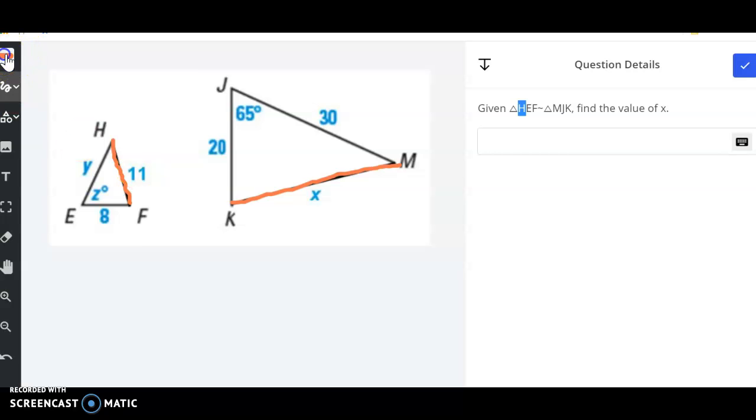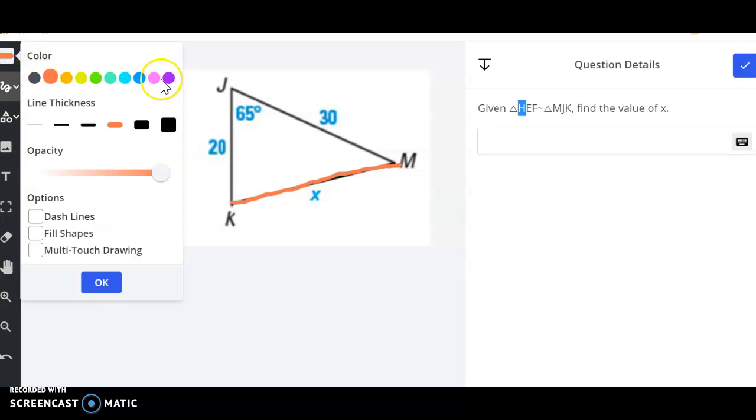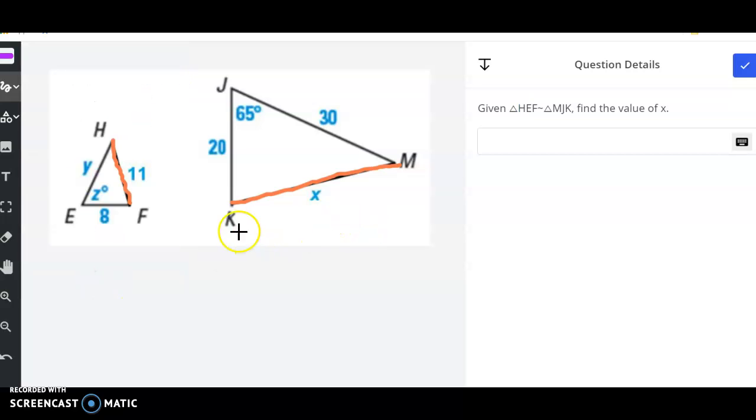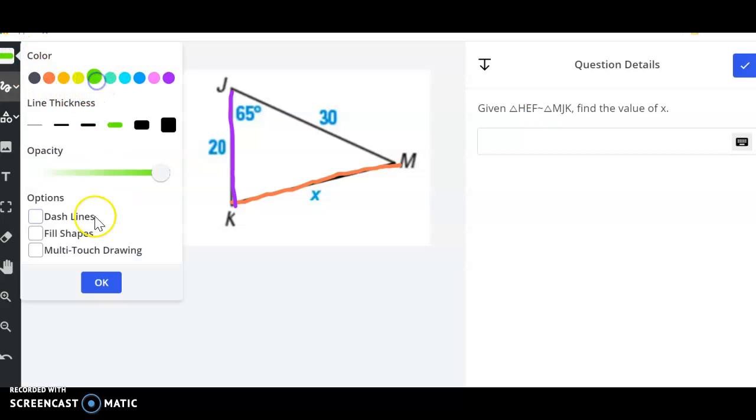So let's also mark the other two sets of sides for our Y and our Z. So let's look at this side, KJ. KJ are the last two letters of that triangle. So we're looking at EF on the little triangle. And then, of course, the third set will match up as well.